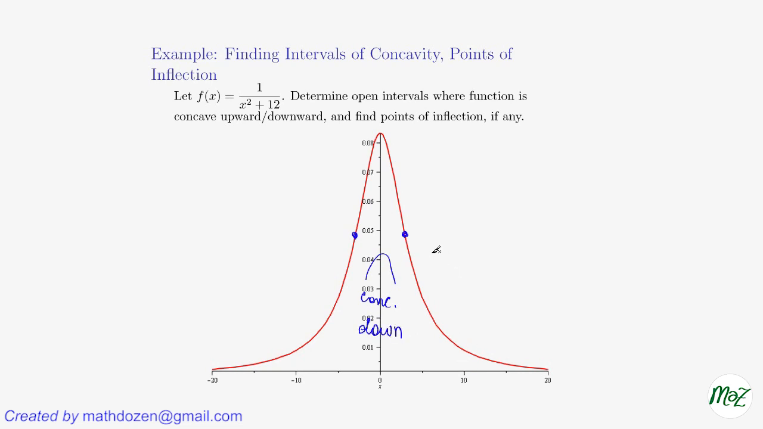Then to the right it's a piece of an upright U-shape, so it's concave up. And on the left hand it's a piece of an upright U-shape, so it's concave up. That's how we can figure out what's going on from the graph.